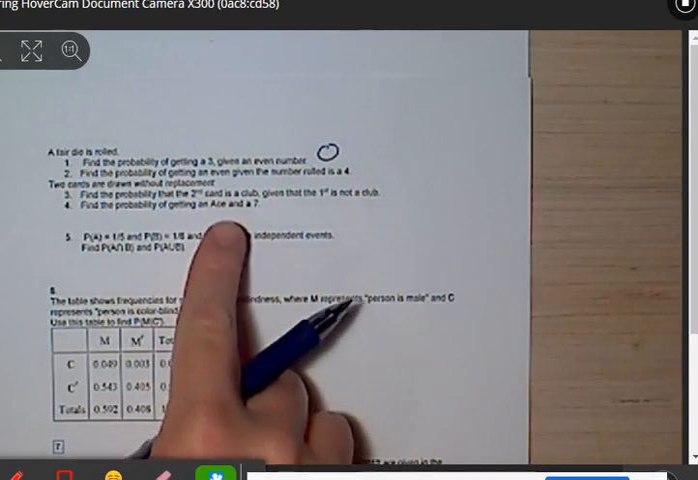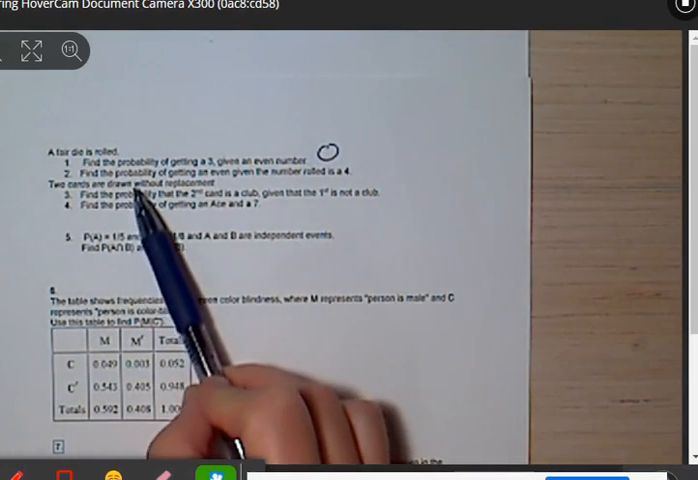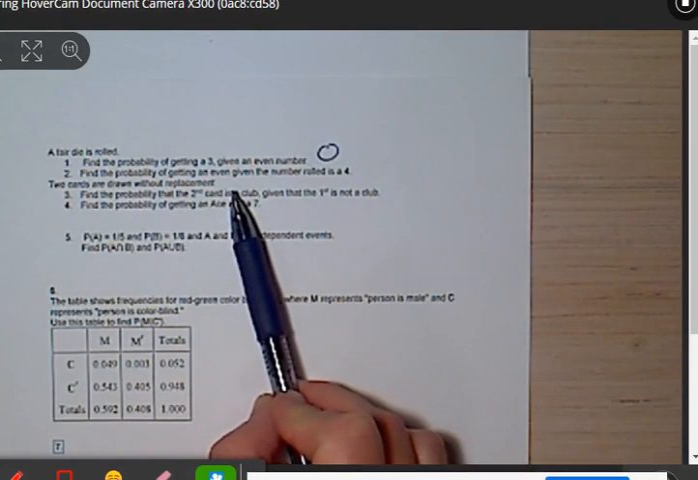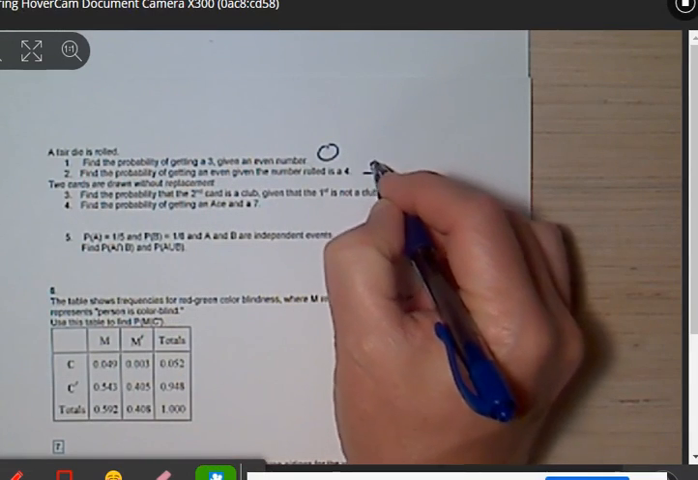Okay, and then number 2, that's the exact same question we had a minute ago. I had written it down and didn't realize I put the same one twice. Find the probability of getting an even, given that the number rolled is a 4. Well, we just did that one. That would, of course, be a 1.